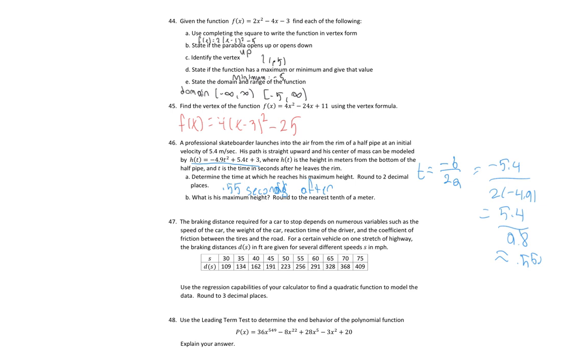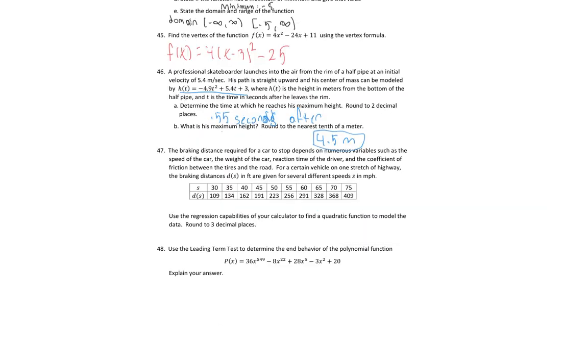Going on to the next one. What is his maximum height? Well, if we know when the maximum height occurs, we just plug that into our equation. So h of 0.55 is -4.9 times 0.55 squared plus 5.4 times 0.55 plus 3. And we should get around 4.5, rounding to the nearest tenth, meters. And that is his maximum height. And that's it for that question.